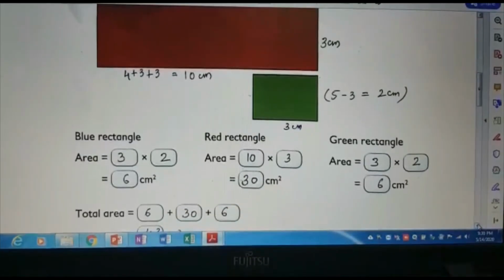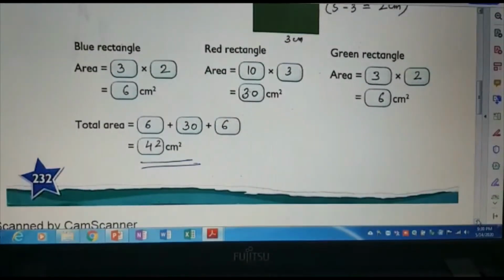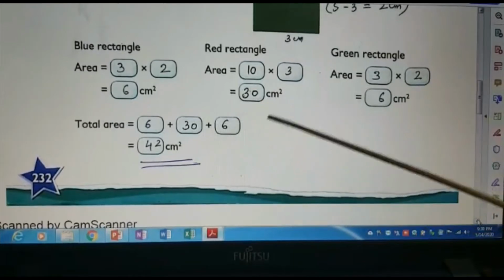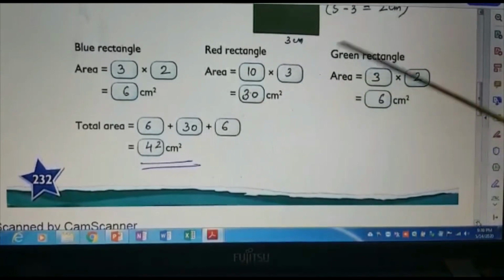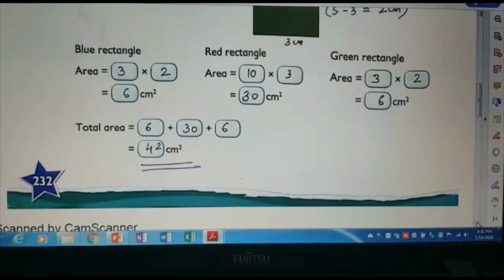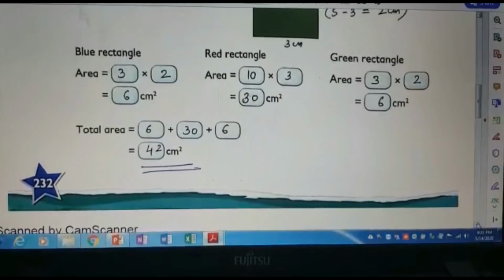Because we know all the areas now, all the measurements, we just need to add all the areas. So it is equal to 42 centimeter square, because it is given in centimeter everywhere. When it comes to area, it will be always square. Okay. So after doing, you please check your answers. Is it clear? If you have any doubts, please clear with me.